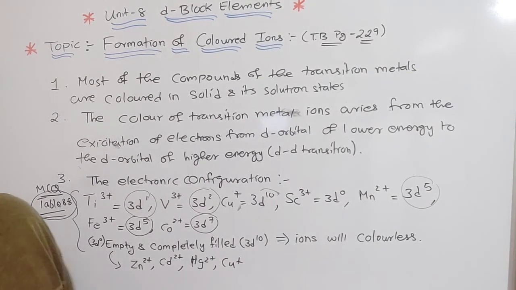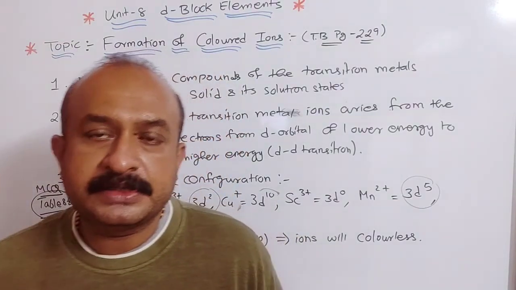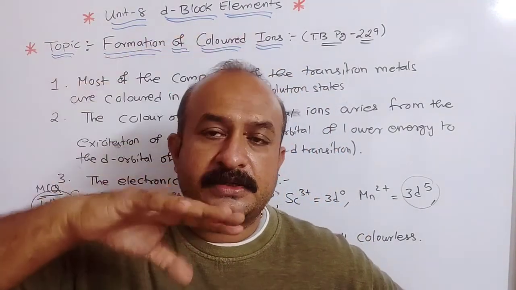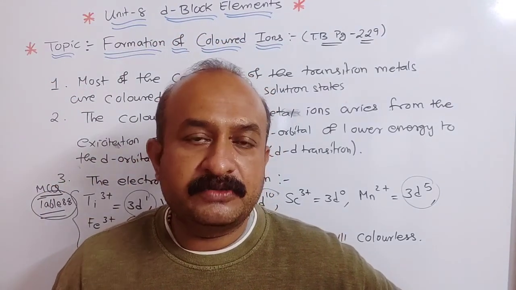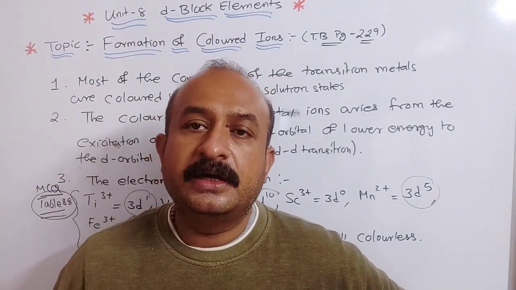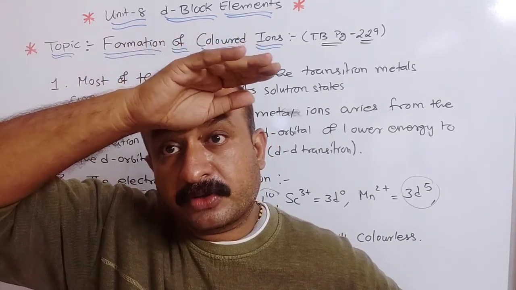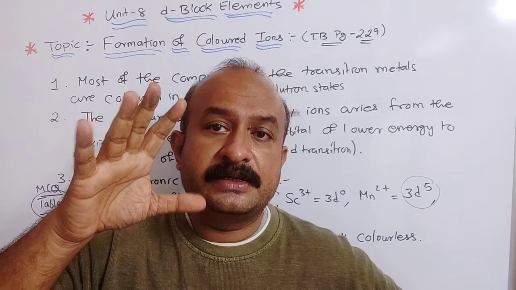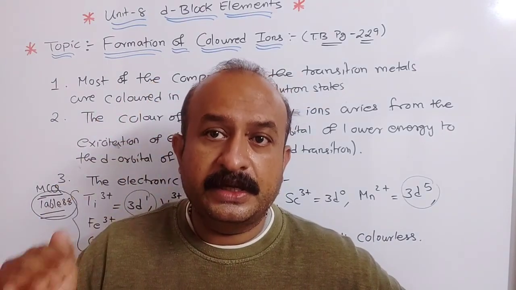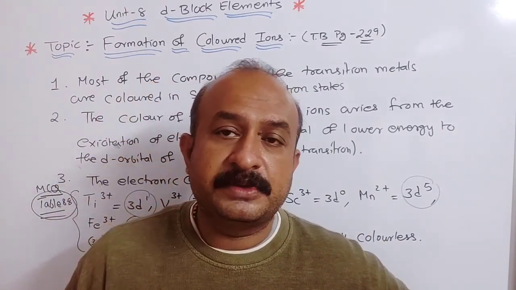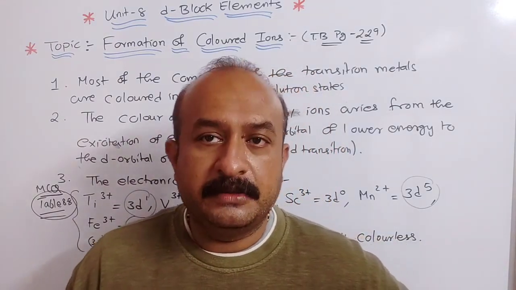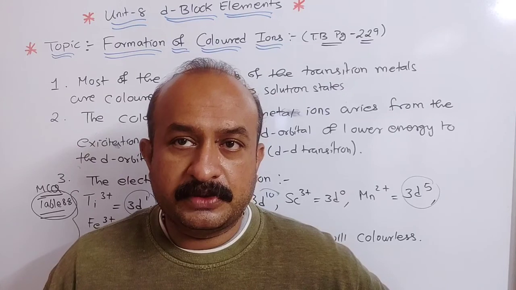From the beginning I have explained why the formation of color takes place. It is due to d-d transition, from lower energy to higher energy, by absorbing energy in the form of heat or light. It goes to the higher energy state, and when it comes back to its original lower energy state, it gives out energy in the form of light, and that shows different colors in transition elements. So here we will stop our video.